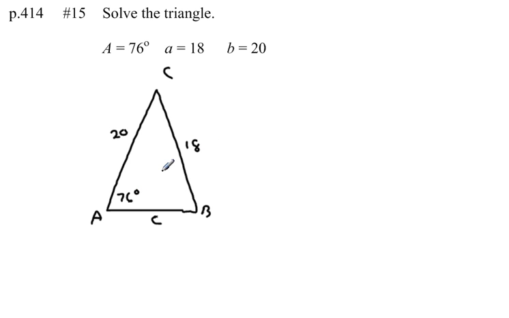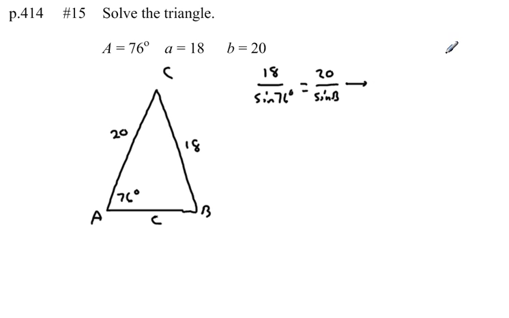I'm given a side and the opposite angle, so I know I can use the law of sines here. So I can say that 18 over the sine of 76 degrees is equal to any other side, in this case 20, over the sine of the opposite angle, the sine of angle B.